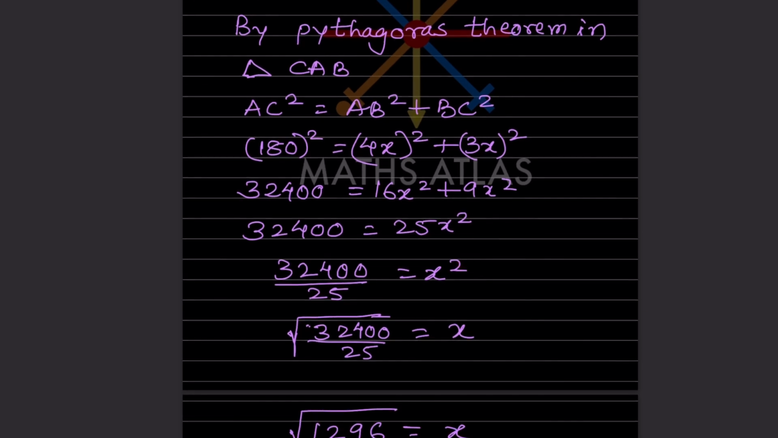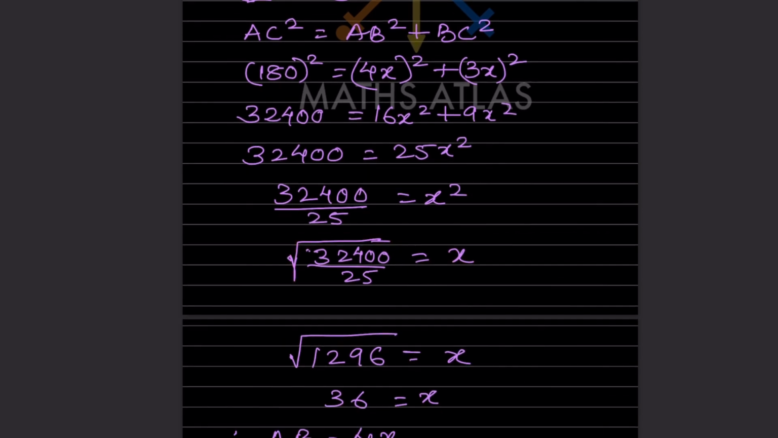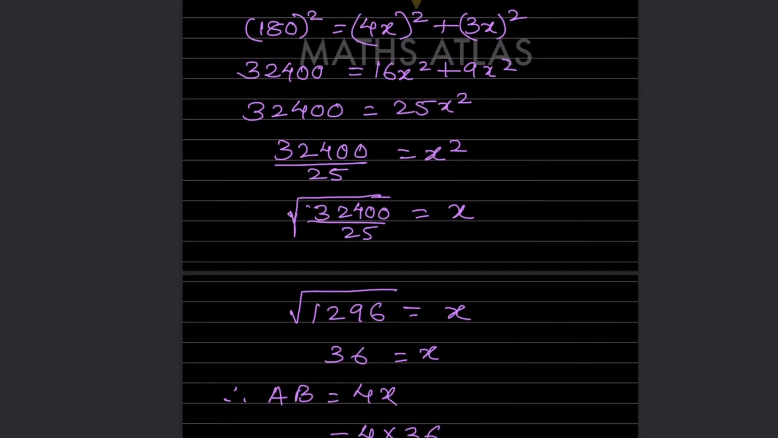And when we square both sides, what do you get here? We want just the value of x and not x square. So now we are going to put this in a root. So first, simplify this one, divided by 25, you get 1296. The root is still there. So now this is a perfect square. This is 36 into 36, that is 1296. So the value of x is 36.